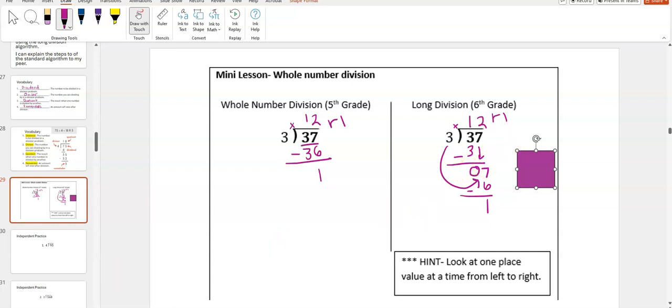But as you'll see as we work through these problems, I'm going to emphasize some parts that I really want you to do a specific way because it will help us when we start putting decimals in. All right, let's do some practice.